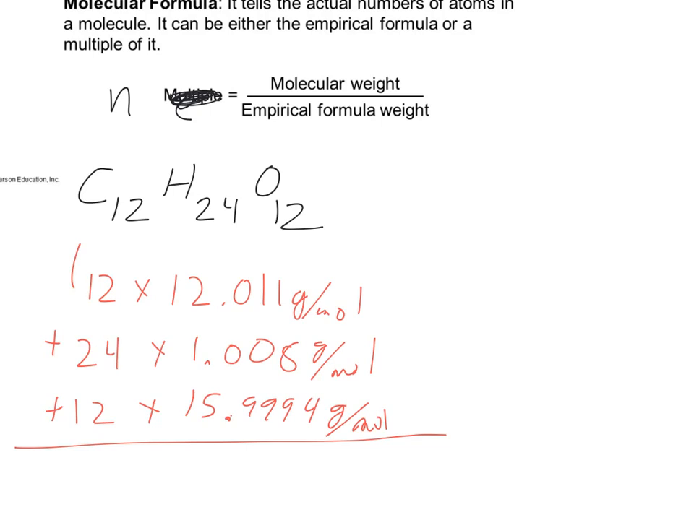All right, let's see. We've got 12 times 12.011 plus 24 times 1.008 plus 12 times 15.9994 equals 360.317 grams per mole. So that's my molecular mass, or my molecular weight.